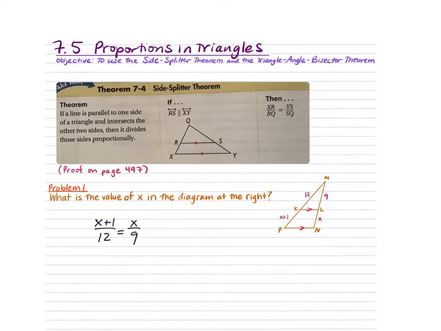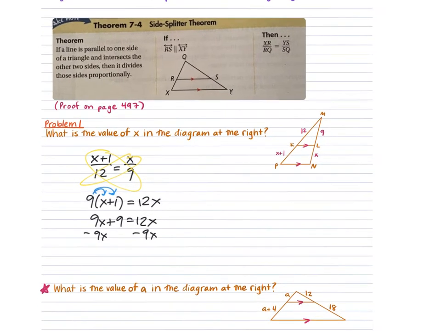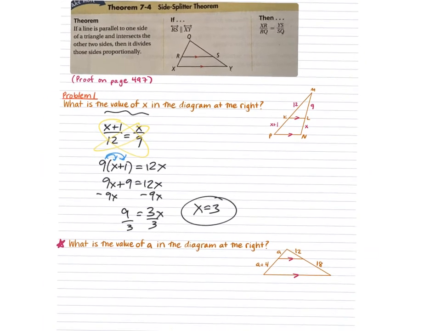Now we just have to solve. We can cross multiply: 9 times x plus 1 equals 12x. Distribute the 9, so 9x plus 9 equals 12x. Subtract the 9x from both sides and you get 3x equals 9. Divide by 3, so x equals 3. The question asks for the value of x, so x is 3.